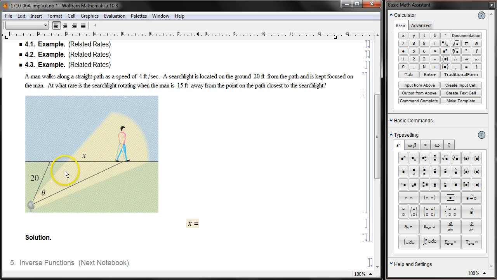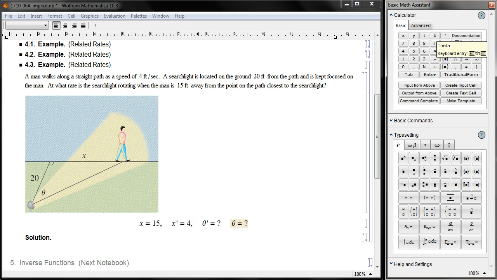X, the distance here, is given as 15 feet. X prime, the rate of change of this distance, that is the speed of this man, 4 feet per second. And then we are looking for theta prime, right? And we don't know what theta is right now, but we may have to find out. We may or we may not. But in any case, the quantity we are after is theta prime, the rate of change of this angle.